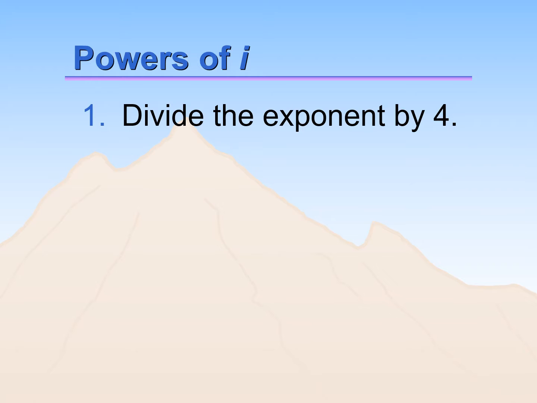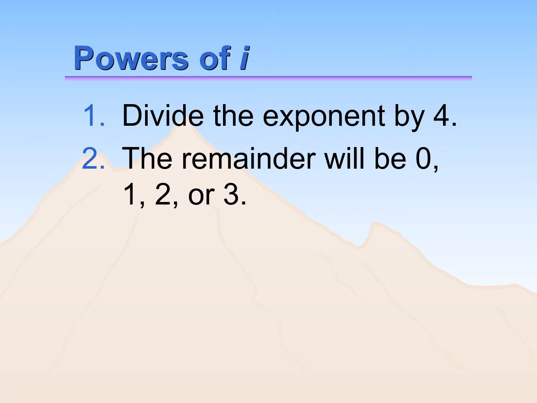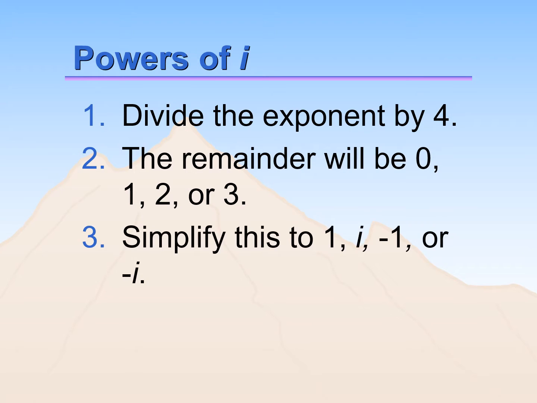So the first thing you'll do is divide the exponent by 4. And the remainder is either going to be 0, 1, 2, or 3. So based on the remainder, it's going to get your answer. Okay? So if your remainder is 0, then it's going to be 1.